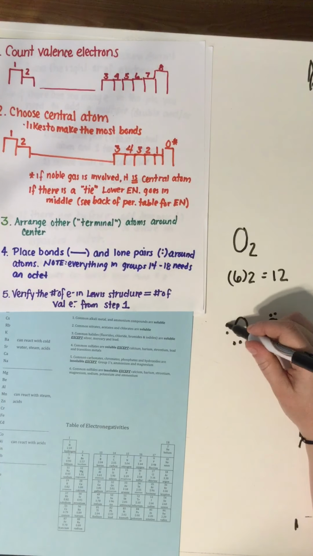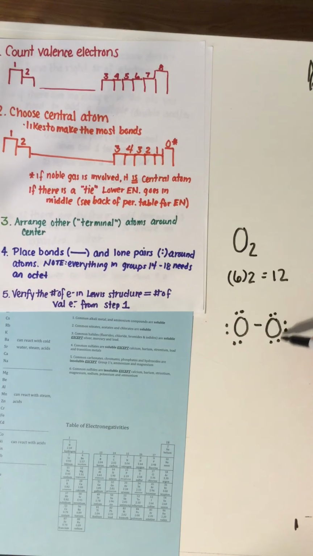We put dots everywhere that it needs dots. We count 2, 4, 6, 8, 10, 12, 14. We realize we have too many. Erase 2 and replace. 2, 4, 6, 8, 10, 12. That would be your Lewis structure for diatomic oxygen.